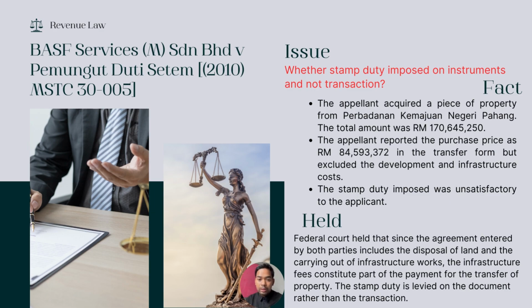So in this case, it shows that the excluded cost, which is the development and infrastructure cost, is the transaction that has been excluded by the appellant. So since the stamp duty is imposed on the instrument, the instrument is the document signed with the total amount, which is 170 million.